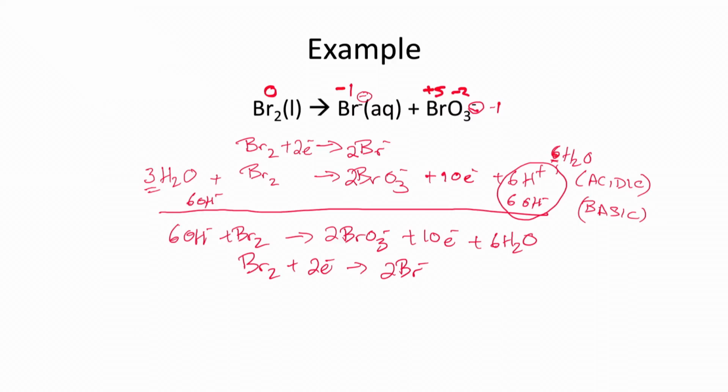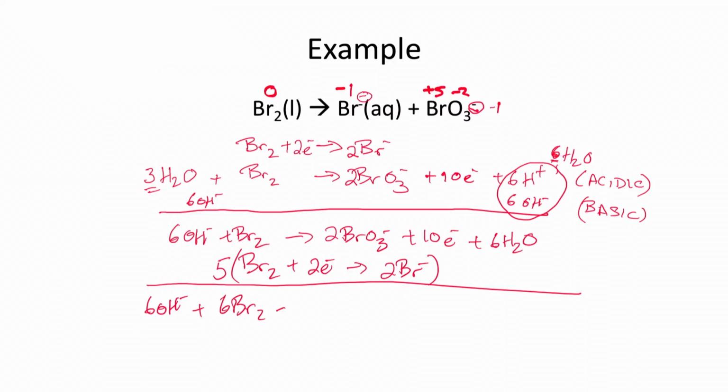So now the important thing is the charges have to balance. The number of electrons that I lose has to be the same as the number of electrons that I gain. So I have to multiply this by 5 so that I can lose 10 electrons in the first step and gain 10 electrons in the second step. So now if I just add all of this together, I have 6 OH minus plus 1 Br2 and 5 Br2s, which is the same as 6 Br2s. And then I have 10 electrons.